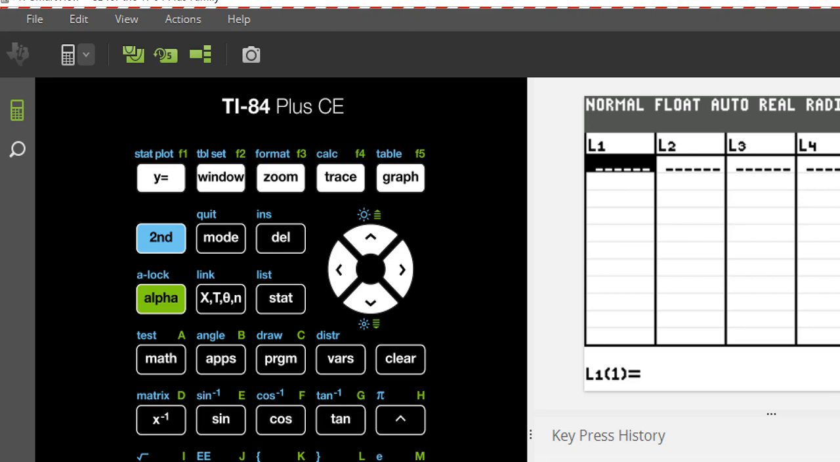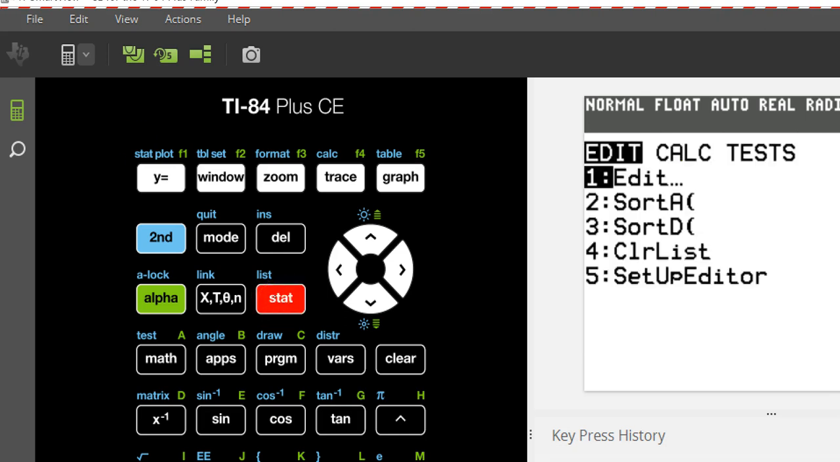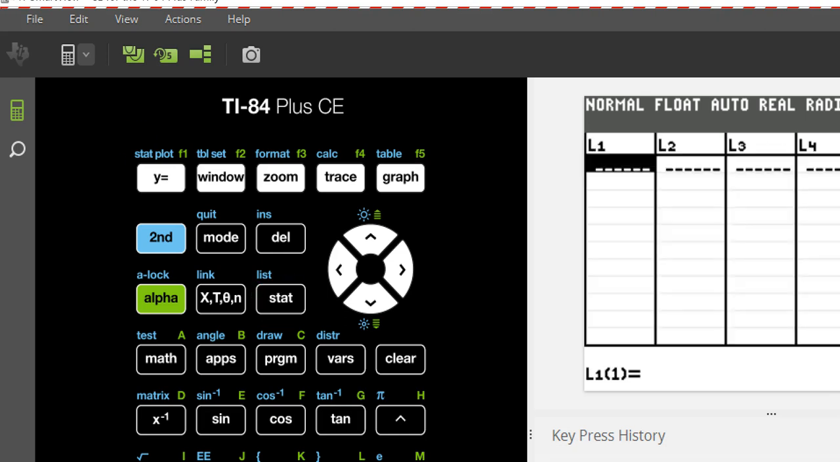So how do you get back to that screen? Stat, edit. I'll do it again. Watch: stat, and I just hit enter for edit. All right, so we need to put our table values in. Let me teach you a little trick here. Watch how fast this can be. 0, enter, 1, enter, 2, enter, 3, enter, 4, enter. If you just go down the first column and then down the second column, it makes it really easy.